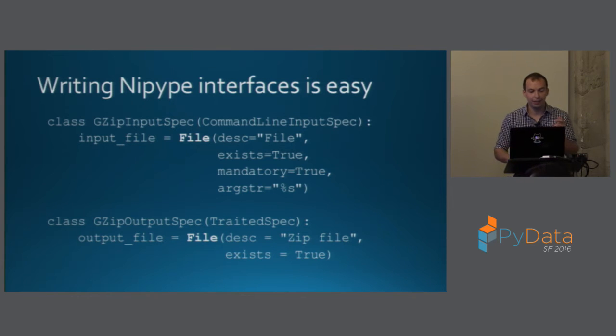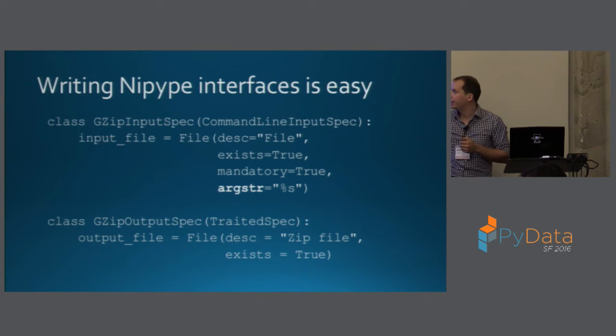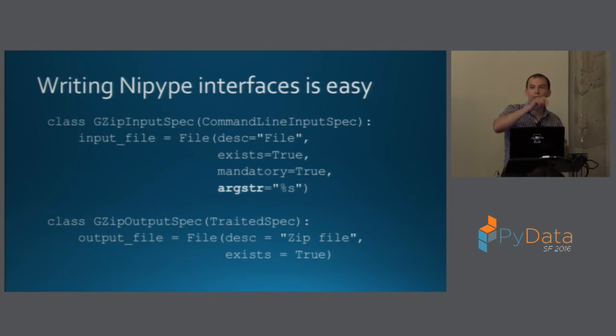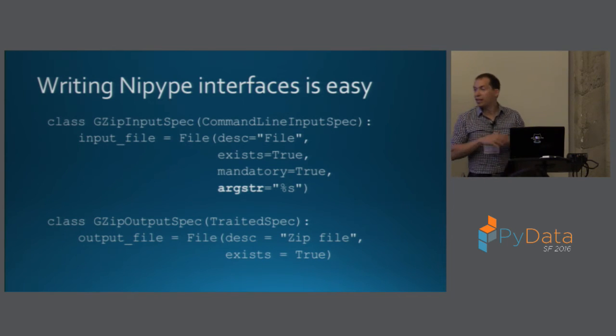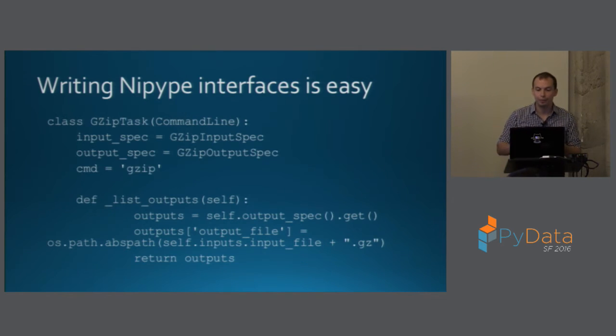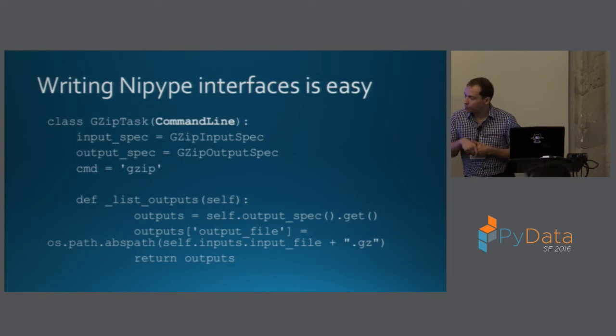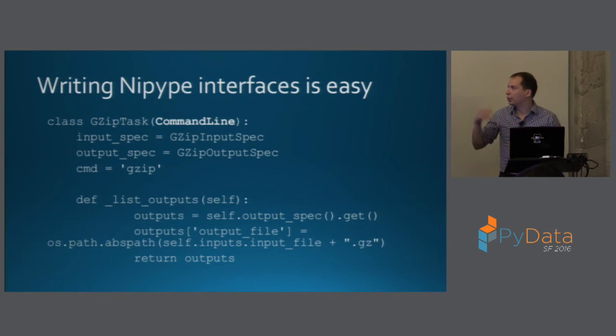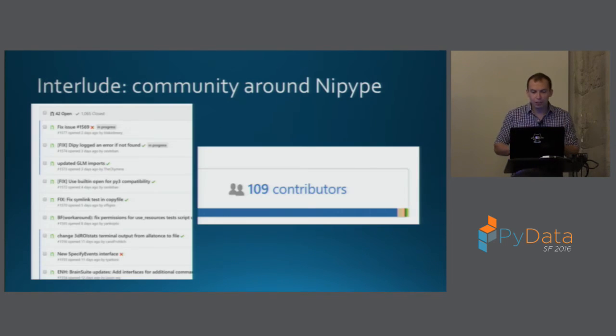Okay, and the other thing is that, for example, here is a command line interface, so to translate this particular input to part of the command line, the string that you actually want to execute, we're going to use this arg string, which is nothing else than Python or C style string replacement, I think. And this could have flags, this could be a positional argument, et cetera. We've got it all covered. And then this is the main meat of the interface. As you can see, there's a command line inheritance, you set up the inputs, you tell which actual command it is, and this will be a little bit different for MATLAB things, a little bit different for purely Pythonic things.